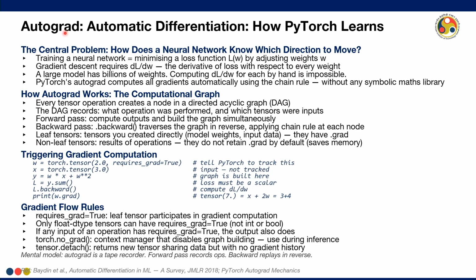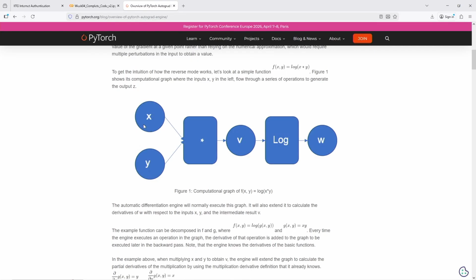What does it do? It creates a computational graph. Let us say I am computing w as log of x into y. Here x and y are the inputs. They go through a multiplication operation and v is computed, which is the output of the multiplication. This is the input to the log function, which gives the output w. So this is the computational graph, the flow from input to output.